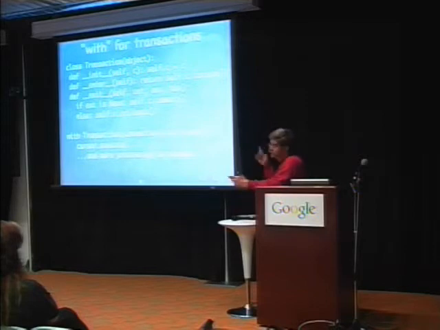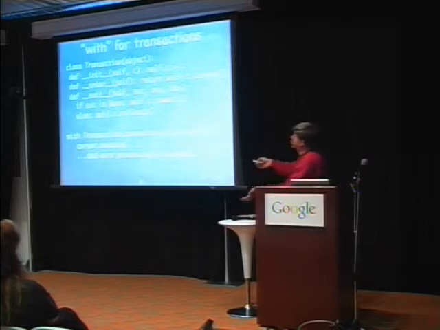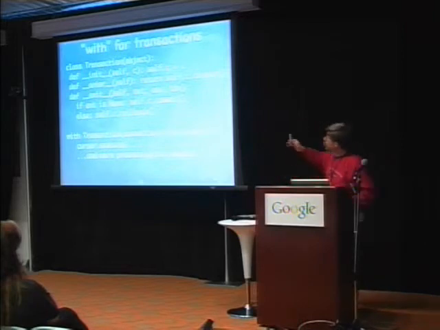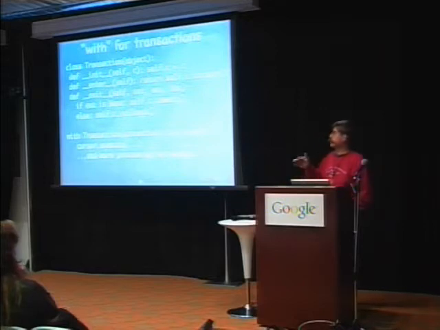If it's None, we commit, otherwise we roll back. And yes, this implicitly erases the exception, which I didn't get into. So the use is trivial. With transaction on the connection as a cursor, cursor execute this, and so on. All the complication of remembering and finding out whether you want a commit or a rollback is encapsulated once and for all by that class.